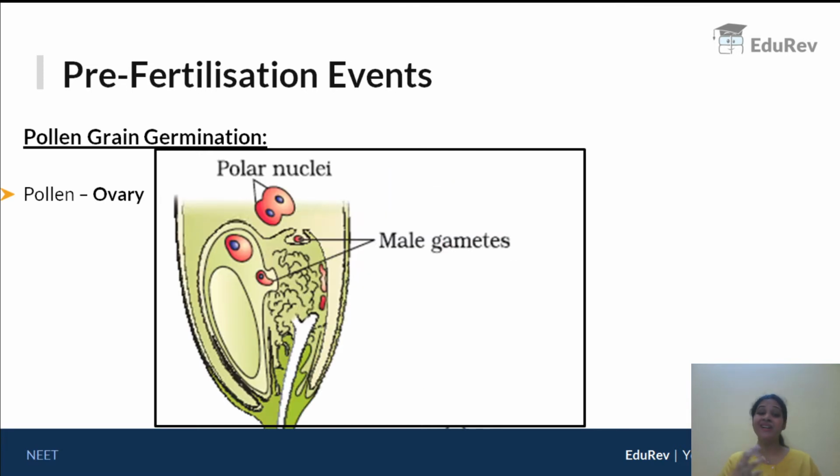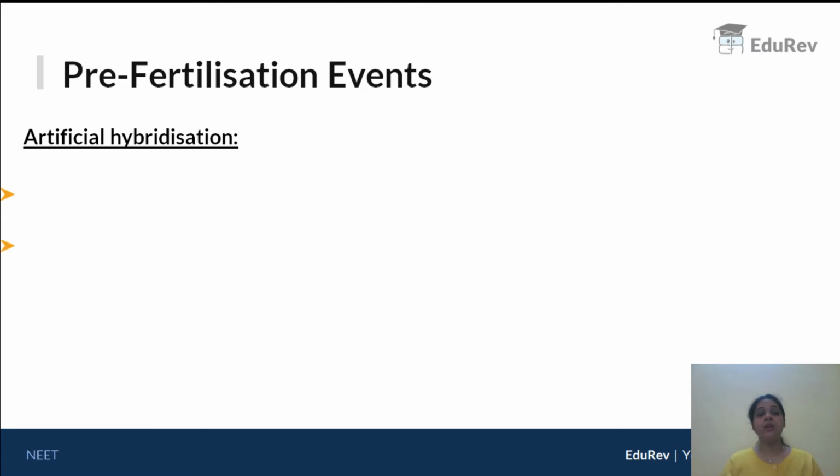So here you can see degeneration of the synergid that allowed pollen tube entry. One male gamete very close to the egg cell, one male gamete apparently very close to the pollen nuclei. So this is the interaction of the pollen tube with the ovary. Now we move on to the concept of artificial hybridization.